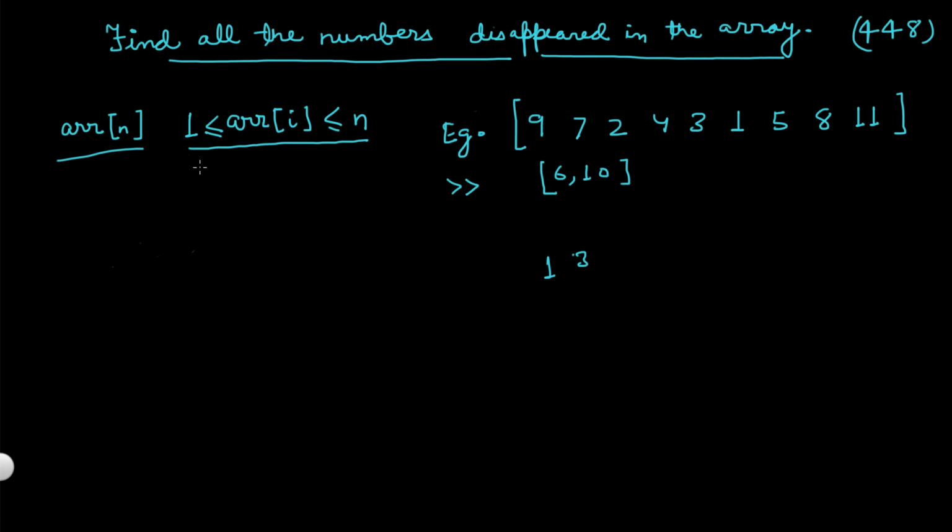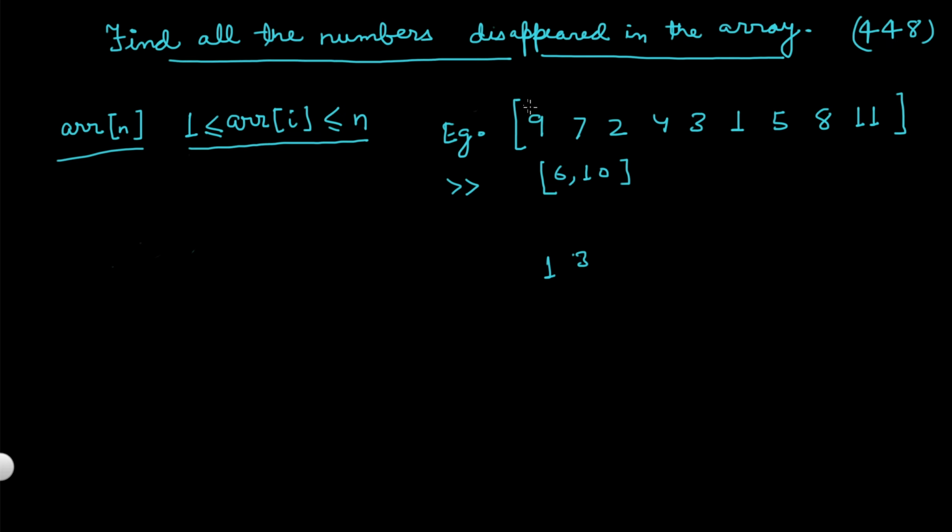What it says is that we are given an array of size n such that all the elements present in this array will lie between 1 to n, where n is the size of the array. So that means, let's say if we have an array of size 5, all the elements present in the array will lie between 1, 2, 3, 4, 5. It could be anything between 1 and 5, right? So let's take the example.